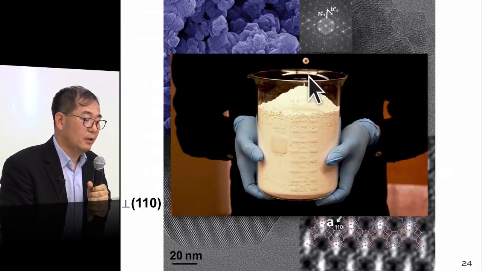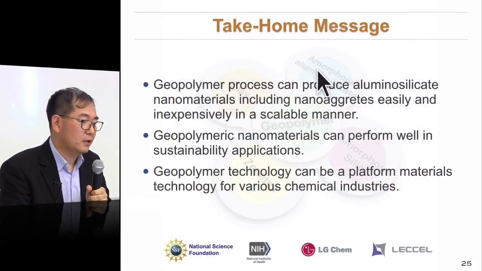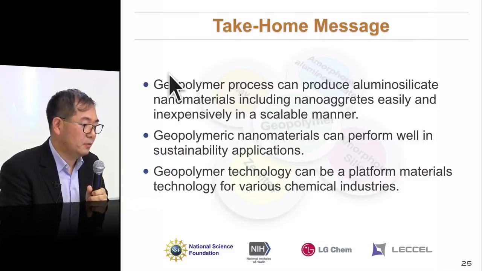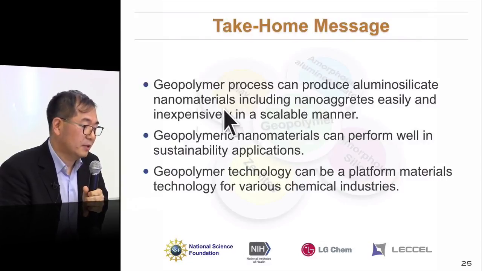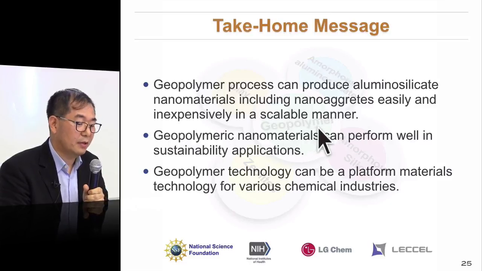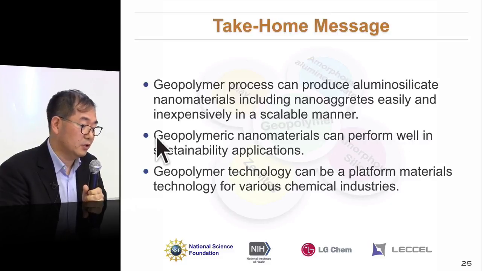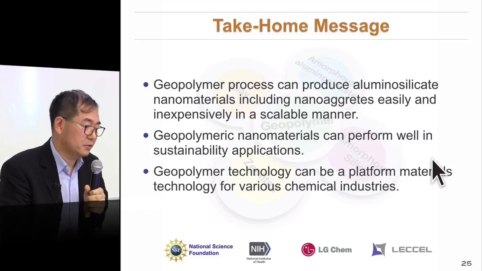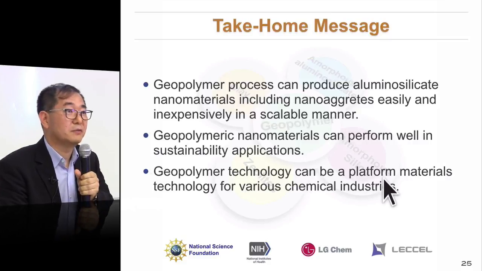So with that, the take-home message is basically that the geopolymer process can produce aluminosilicate nanomaterials, including nanoaggregates, easily, inexpensively, in a scaled manner. I didn't tell you the details about the sustainability applications, but geopolymer nanomaterials can perform very well in sustainability applications. And geopolymer technology can be a platform materials technology for various chemical industries. Thank you very much for your attention.